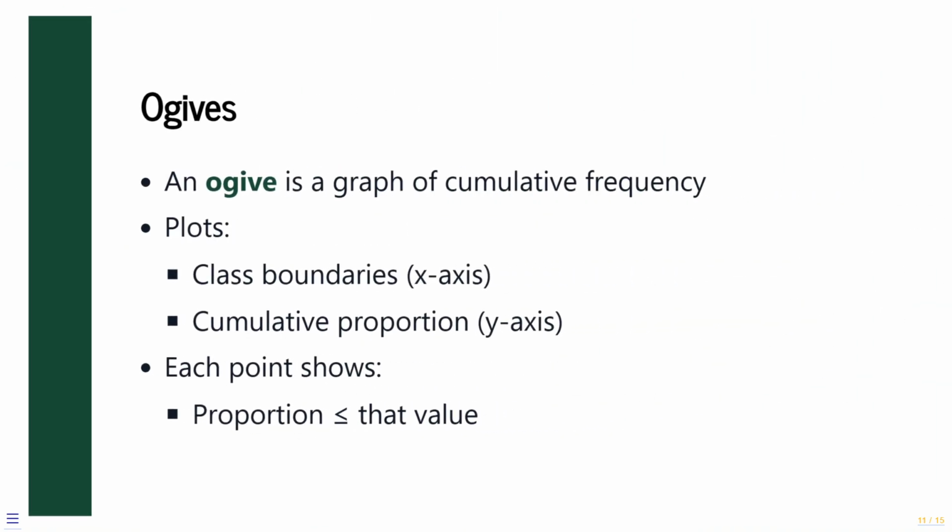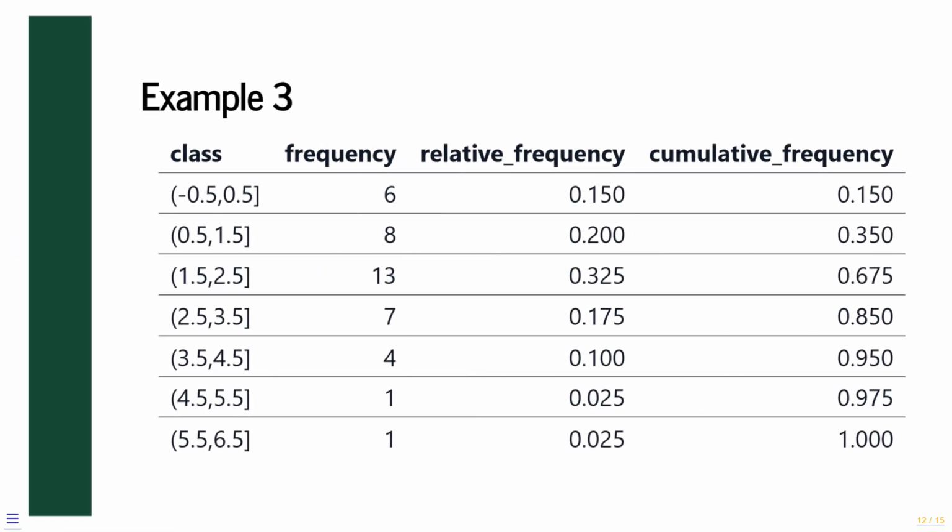A graphical display of cumulative frequencies is called an ogive. An ogive plots the cumulative proportion, or cumulative percentage, on the vertical axis against the class boundaries on the horizontal axis. Each point on the ogive shows the proportion of observations that are less than or equal to a given value. We can extend our cavities example to compute relative and cumulative frequencies.